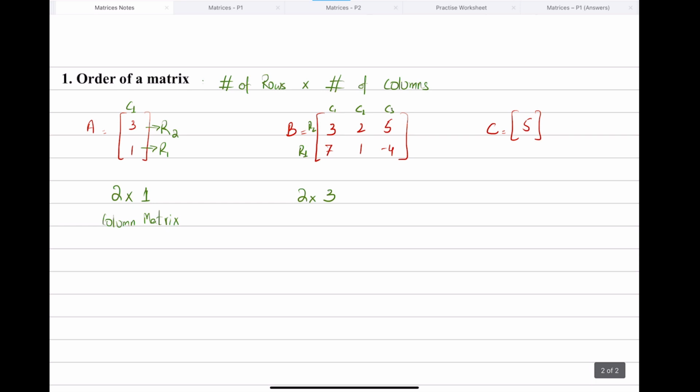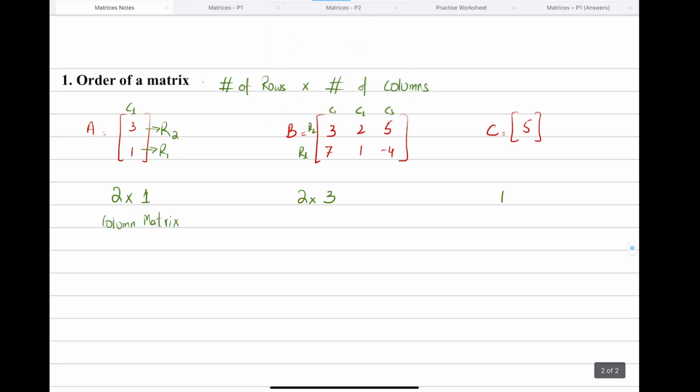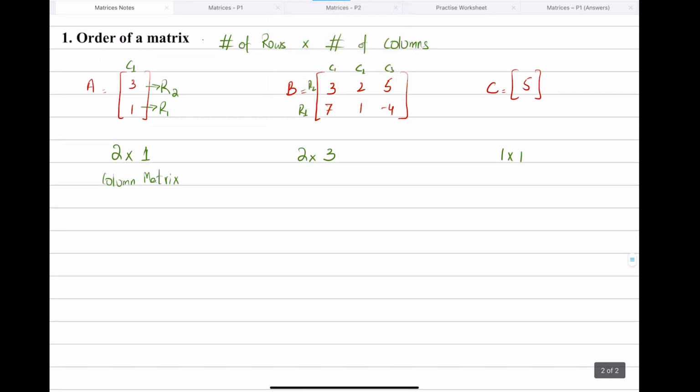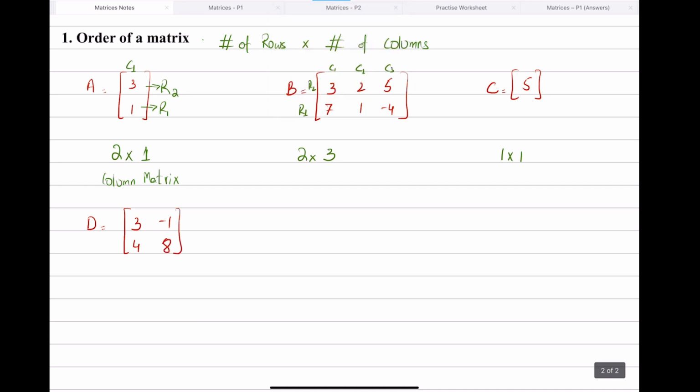What's the order of this matrix? 1 by 1. Yep, it's just a 1 by 1 matrix. Okay, all right. Let's say that we have something like this: 3, minus 1, 4, 8. What's the order of this matrix? 2 by 2. It's a 2 by 2 matrix, because you have 2 rows and 2 columns.